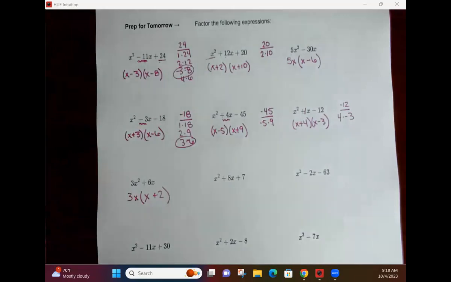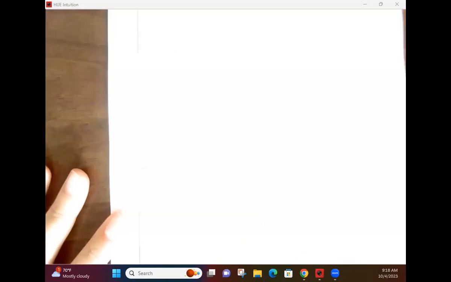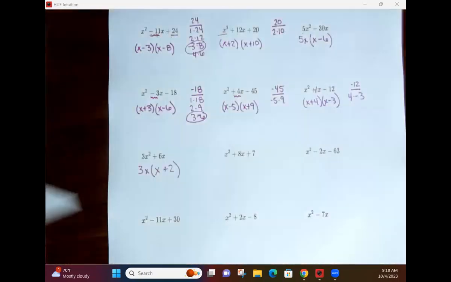For homework, you're going to finish the rest of the problems on page 21, where you are telling me the domain. And then the rest of our factoring examples here I will leave for you.